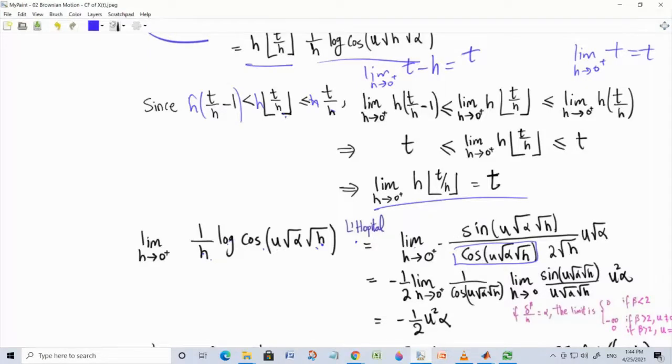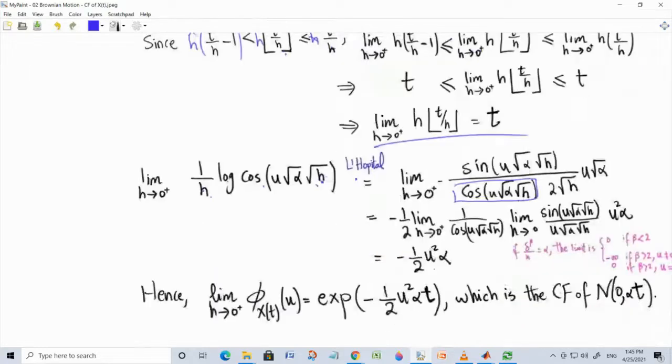To apply the chain rule, you need to differentiate the cosine, which gives you a minus sine, and then inside the cosine itself it's not h, it's the square root of h, so the derivative of square root h gives you 1 over 2 square root h. The constants, when we take the limit with respect to h, will also appear here. So this is the derivative of the numerator, and the derivative of the denominator is exactly equal to 1.